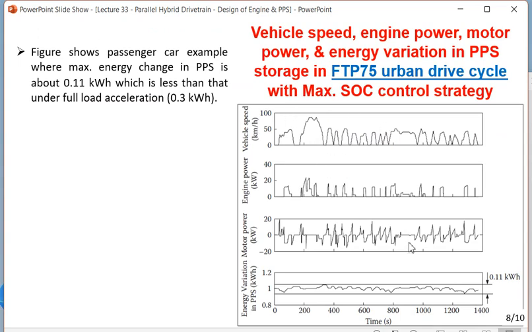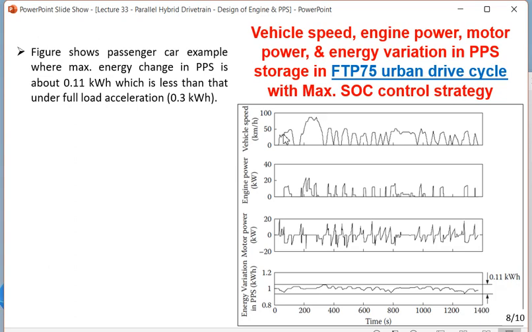These two slides, number 8 and 9, are going to have the same diagram. This is slide number 8. It is talking about the FTP 75 urban drive cycle. How do you know this is an urban drive cycle? Because the top characteristic is the vehicle speed versus time graph. The x-axis is time for all these four graphs, and the y-axis is vehicle speed, and you find that the vehicle speed is never steadily increasing or staying steady. It is increasing and decreasing.